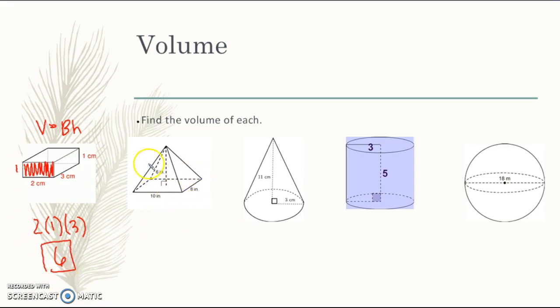This one's a pyramid, so the volume of a pyramid is 1/3 times the area of the base times the height. So in this case, my base, again, is a rectangle. So to find the area of a rectangle, we do length times width, or 10 times 8. And then the height, with the right angle, is 6. So times it by 6. Alright, so if I do 1/3 times 10 times 8 times 6, I end up with 160.